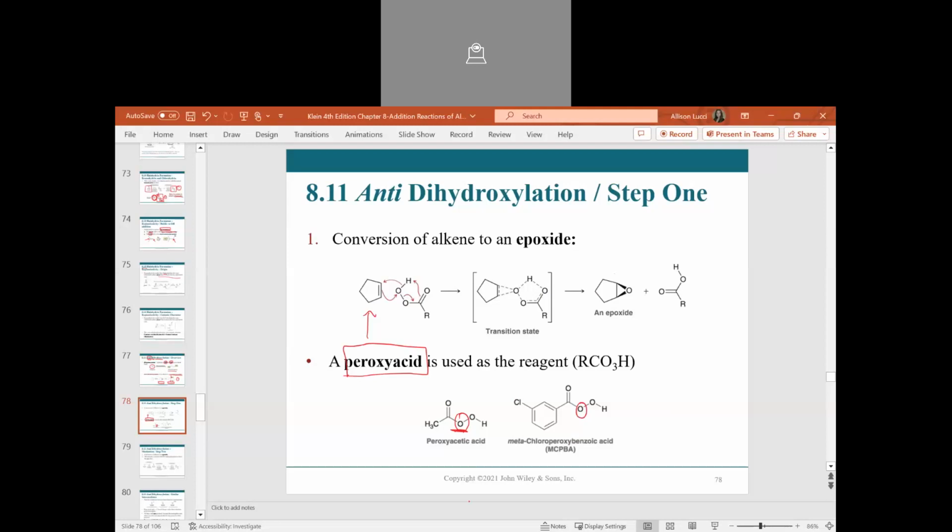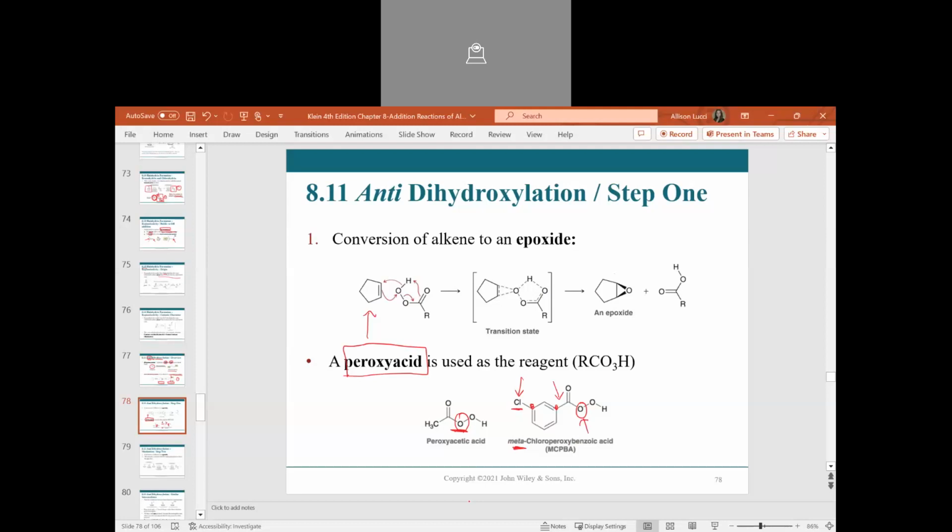And then over here we have meta. So this and this would be the two substituents on our benzene ring here. One is the benzoic acid portion, the other one's a chloro. We'll talk about this orientation in chapter 17 when we talk about aromatics. But when they're separated by one carbon, this is called meta. So we have the benzoic acid portion, the chloro portion, and then the peroxy with that extra oxygen here.